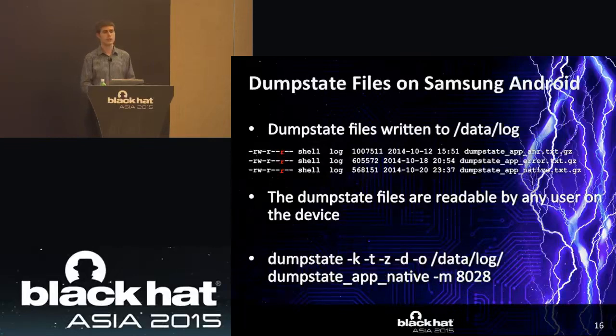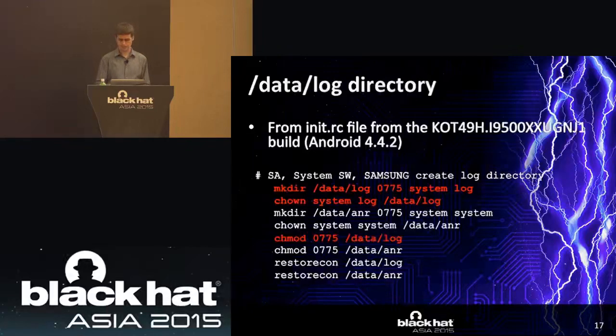So here is a partial listing of files in the /data/log directory. There's the 3 dump state files that correspond to the 3 conditions that I mentioned previously. The thing to pay attention to are the highlighted R's in red on the file permissions, which show that these files are publicly readable by any user on the device. So any application on the device can read these files. And below is the actual command that's being executed by debuggerd to generate the dump state file.